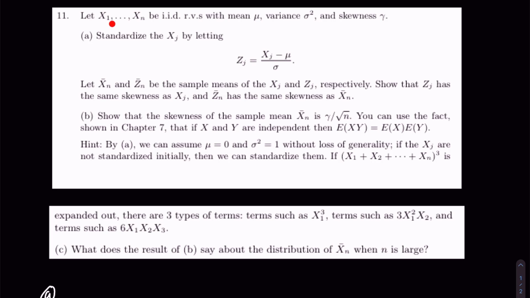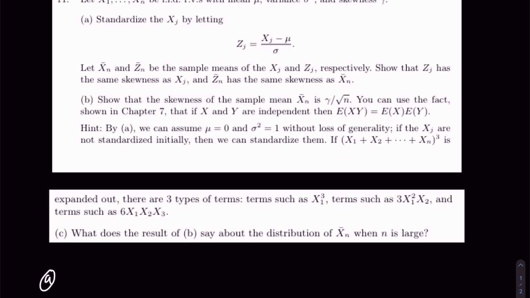So letting x1 to xn be i.i.d. random variables with the same mean, same variance, and skewness. In question A, we are given that we're standardizing these xj's, all of them, with the z variable. We are letting the sample mean of x and z be the sample mean of these variables respectively. And now we're going to show that z and x have the same skewness, and the same with the standardized sample means and the x sample mean.